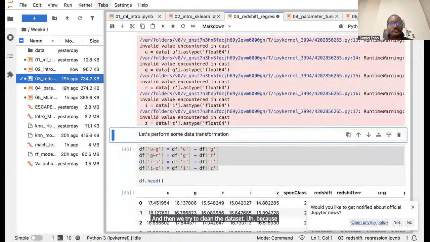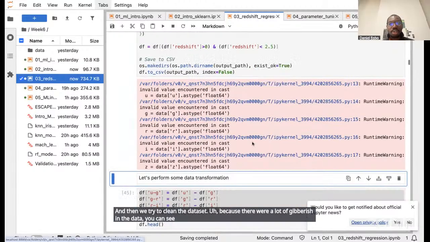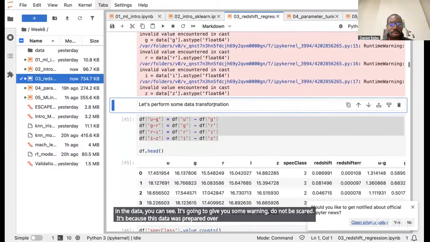because there was a lot of gibberish in the data. You can see it's going to give you some warnings. Do not be scared. It's because this data was prepared over 10 years ago, so a little bit of the things in the algorithm itself has changed.